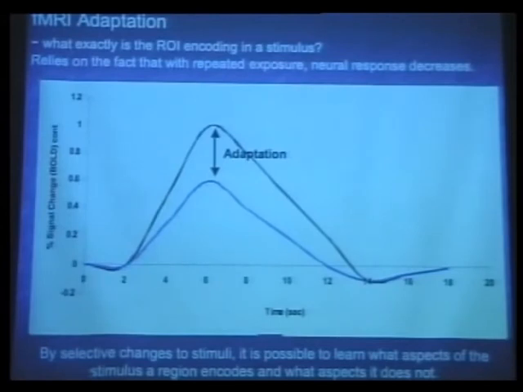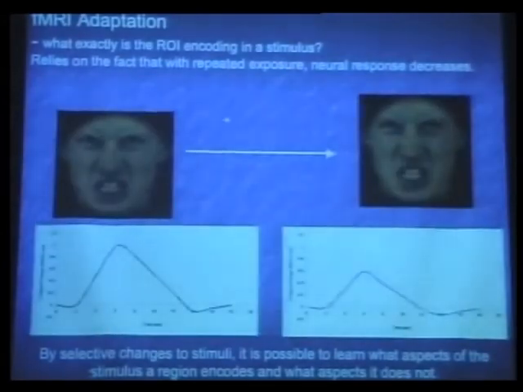Let me give you an illustration. So here we are. So you see this guy's face. You show the exact same picture. The activity goes down the second time. Well, what happens if you change the expression on that guy's face, but you don't change the fact that it's his face? Okay. Well, nothing happens. You still get adaptation. Change the expression again. Same adaptation pattern one more time.